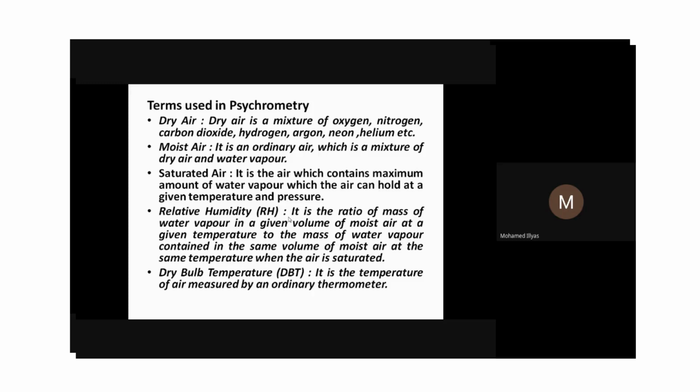Can we understand this psychrometry with respect to three temperatures, namely dry bulb temperature, wet bulb temperature and dew point temperature, as we have studied earlier? Dry bulb temperature is nothing but the normal temperature. When we measure it with a normal thermometer, we call it the dry bulb temperature.